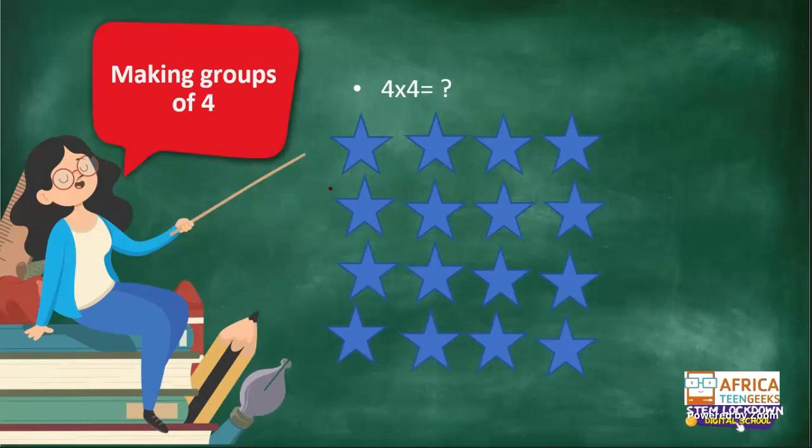Now, instead of counting them 1, 2, 3, 4, we can go shortcut. We say, I know my 4 times table. I can count in 4s. I know that 4 times 4 is 4, 8, 12, 16. So you know that 4 times 4 equals 16. Shortcut way. And you see why it's so important to know your tables well. It makes your work fast.